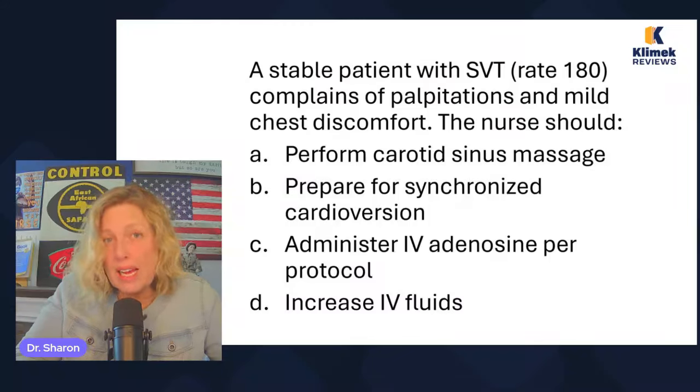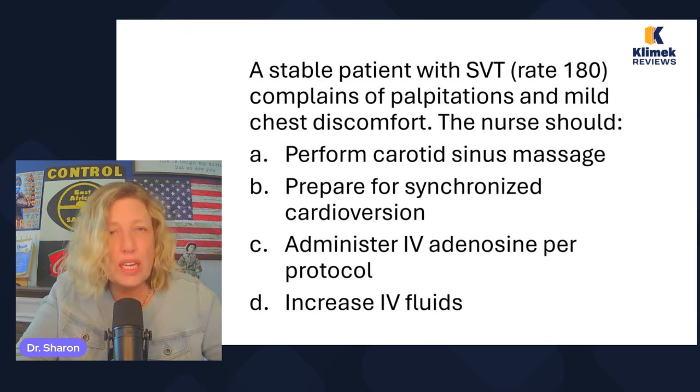Okay, so they've got SVT, supraventricular tachycardia, above the ventricles tachycardia. We don't know really where it's coming from because it's too fast. We've got to slow it down to see what's going on. So their blood pressure is stable, but they are symptomatic. So what should I do for SVT? Perform carotid sinus massage, prepare for synchronized cardioversion, administer IV adenosine per protocol, or increase IV fluids.